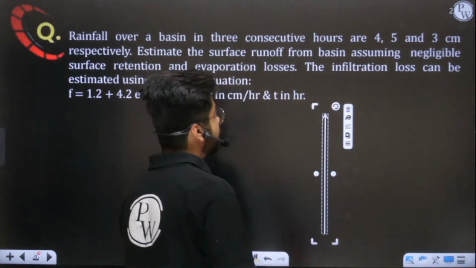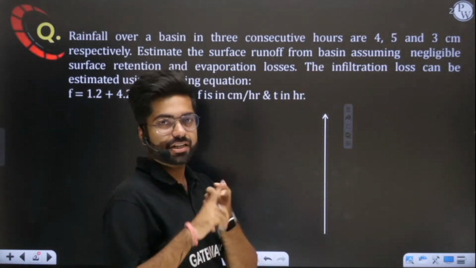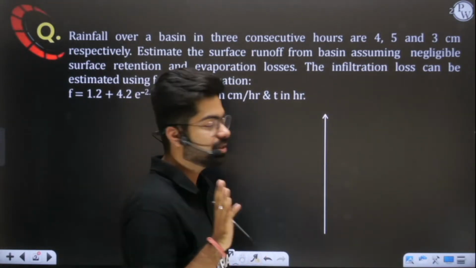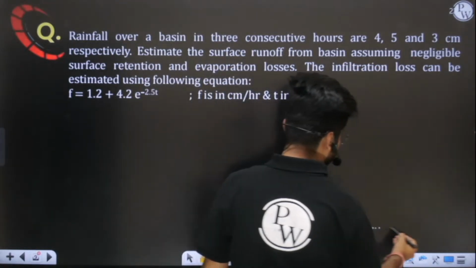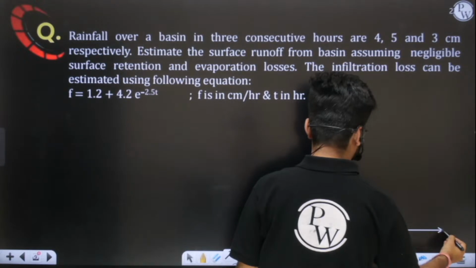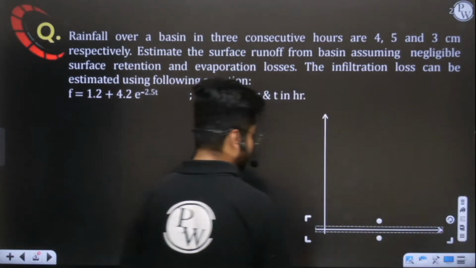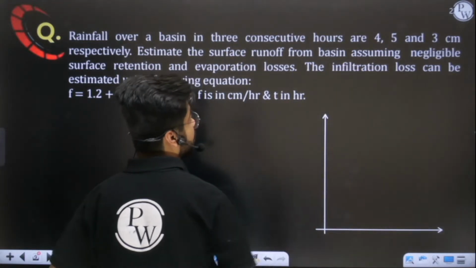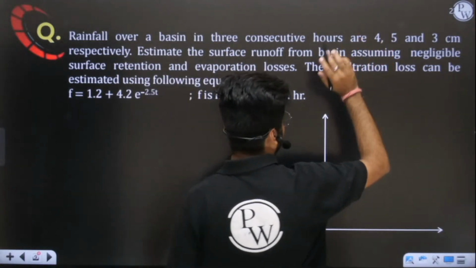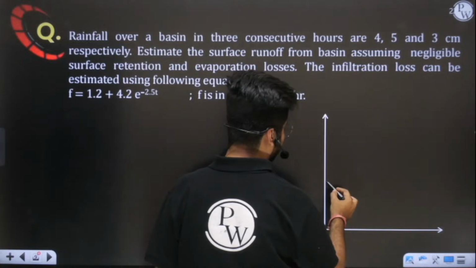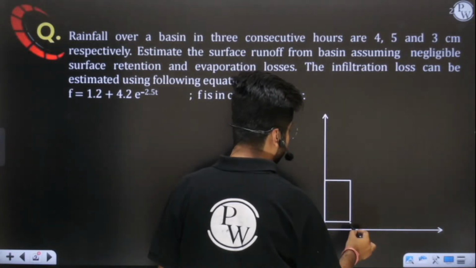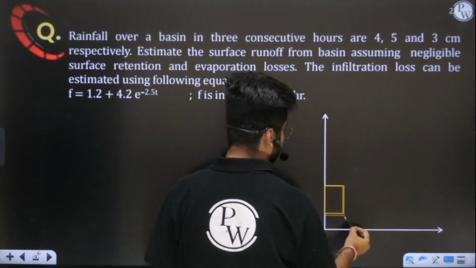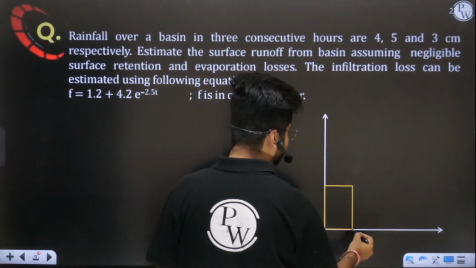Tell me, if 4 centimeter rainfall is happening in 1 hour, what is the intensity in the first hour? Yes, in the first hour, the rainfall intensity will be 4 centimeter per hour. Let us draw here the 4. So this will be 4 centimeter per hour.